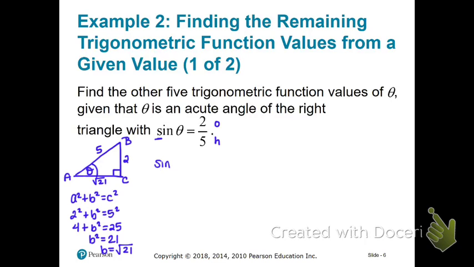So sine, remember, is opposite over hypotenuse. Cosine is adjacent over hypotenuse. And tangent is opposite over adjacent. Can't have the radical on bottom. So let's rationalize the denominator. So we get 2 square root of 21 over 21.